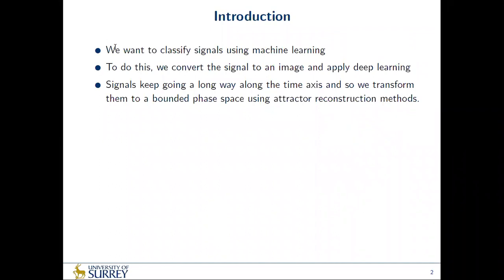So basically we want to classify signals using machine learning, and the way we do that is convert the signal to an image and apply deep learning. Signals go an awful long way along the time axis, and so it's very hard to see the detail. If we transform them to a bounded phase space using Attractor Reconstruction methods, then they're much easier to visualize and capture as an image.